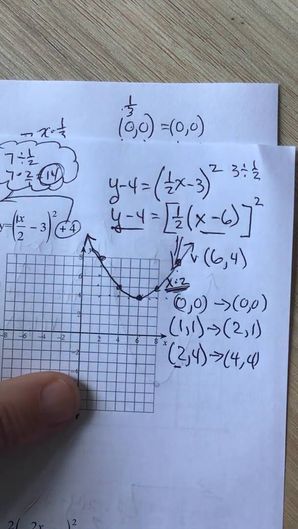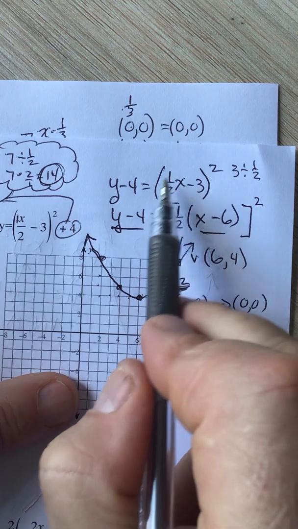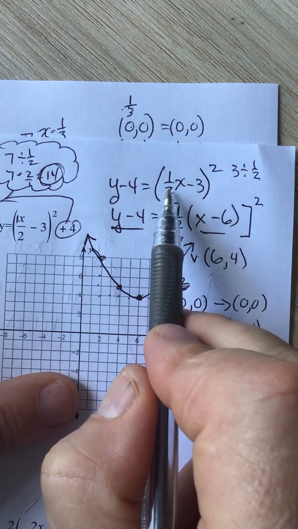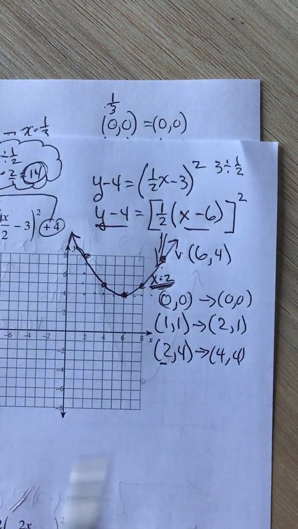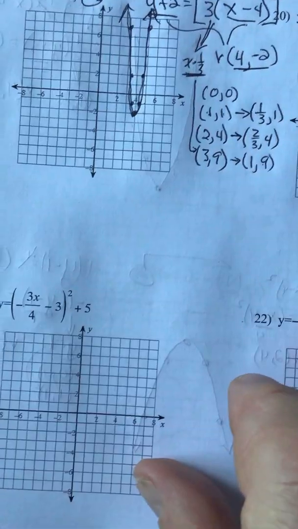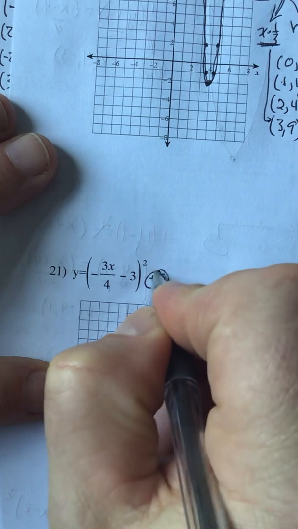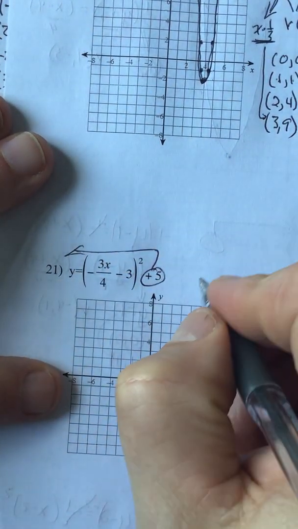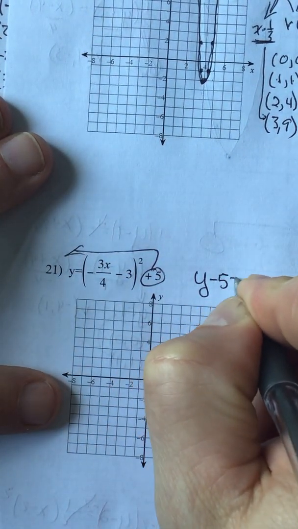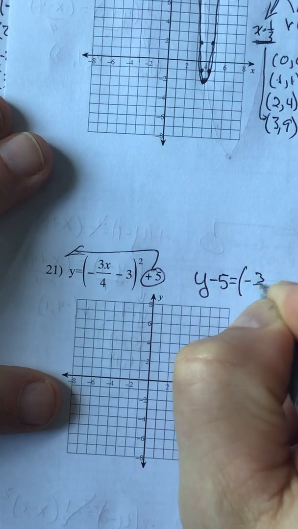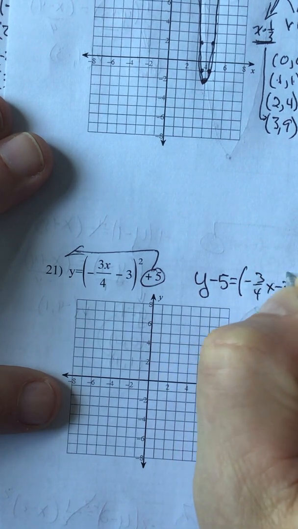So the last little piece is just to make sure you can divide out a fraction. Well, 21's got an even harder fraction, a 3/4. Okay, well first let's move the 5 over there. So I've got y minus 5 equals negative 3/4 x minus 3 all squared.